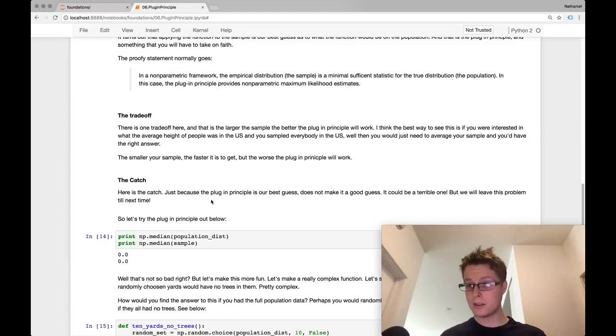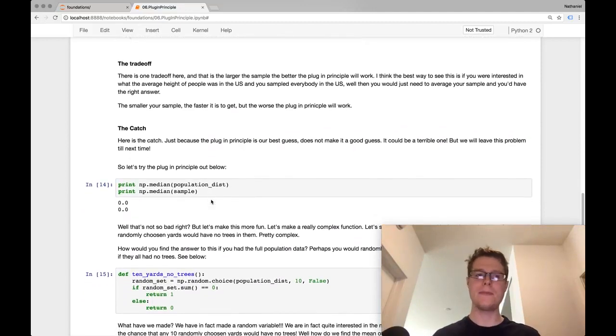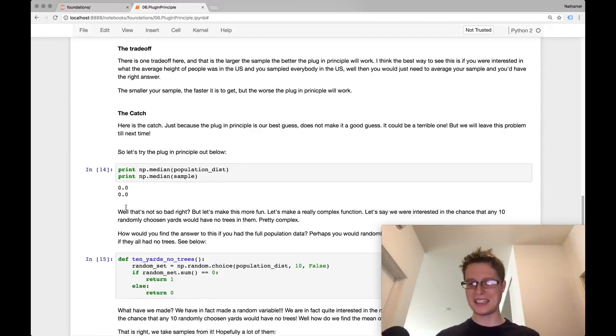So now that you know this, let's get some experience using it. We try it out with a very simple function, in this case the median. I find that the median of the population distribution is 0, and the median of the sample is 0. Good estimate, right?